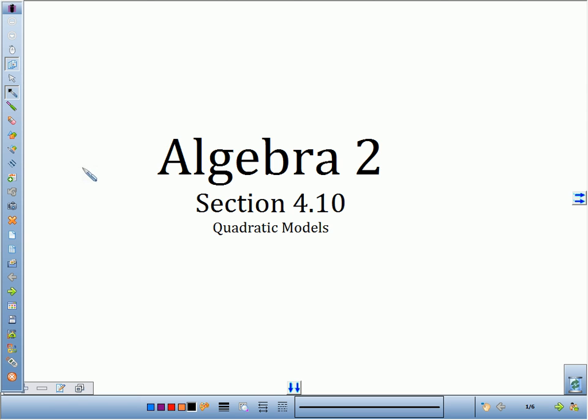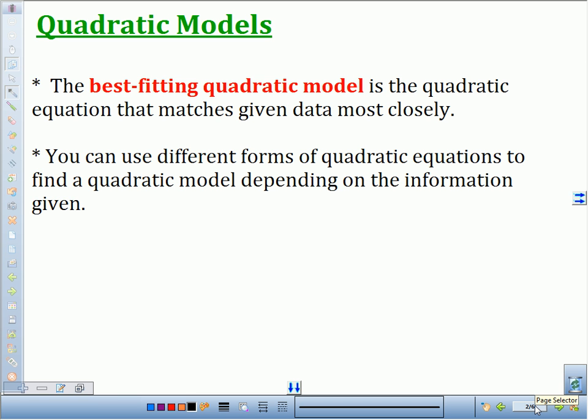These are the notes for Algebra 2, Section 4.10. They have to deal with writing quadratic functions and creating quadratic models. Now, a best-fitting quadratic model is the quadratic equation that matches given data most closely.